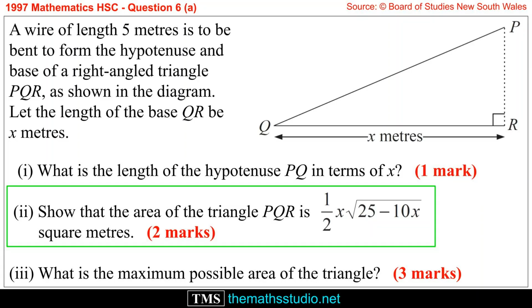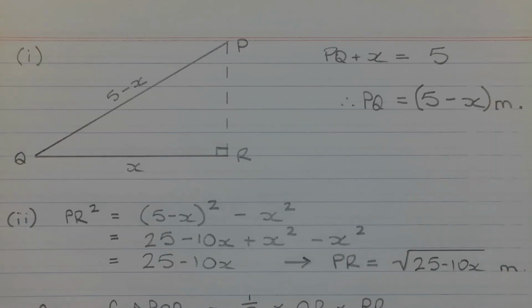Part 2. Show that the area of the triangle PQR is half x times the square root of 25 minus 10x square meters. The area of a triangle is given by the formula half times the base times the perpendicular height. Now in triangle PQR, the base is QR and the perpendicular height is PR. Now the length of QR is x meters, but we need to find the height PR in terms of x.